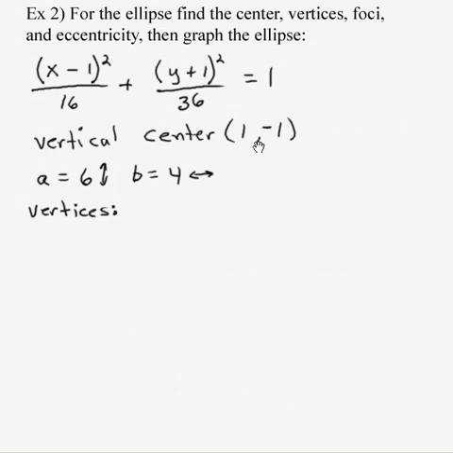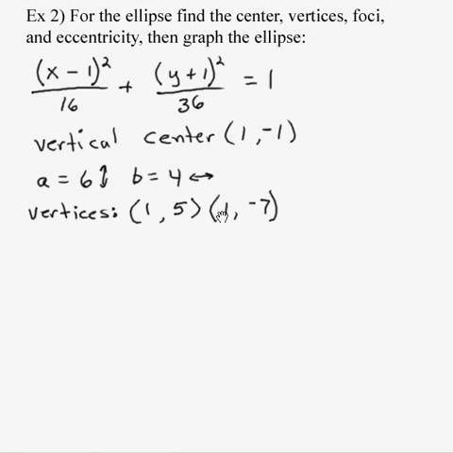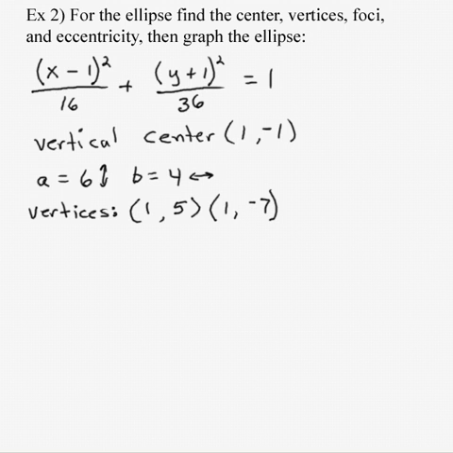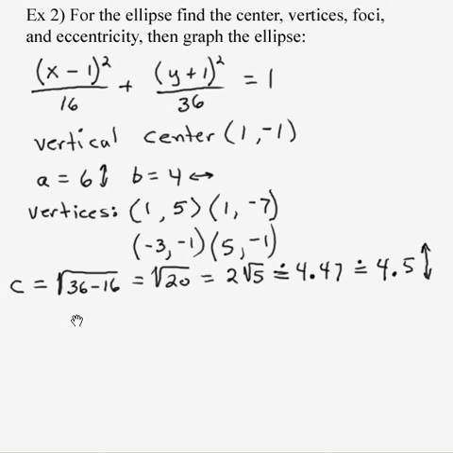And let's do these calculations in our mind. Let's add and subtract. So if we add 6 to negative 1 to go up 6, that gives us the vertex (1, 5). If we go down 6, negative 1 minus 6 gives us a second vertex, (1, negative 7). If we go left 4, 1 minus 4 is negative 3, so (negative 3, negative 1). And if we go right 4, we're going to add 1 plus 4. That gives us (5, negative 1). There's our 4 vertices.